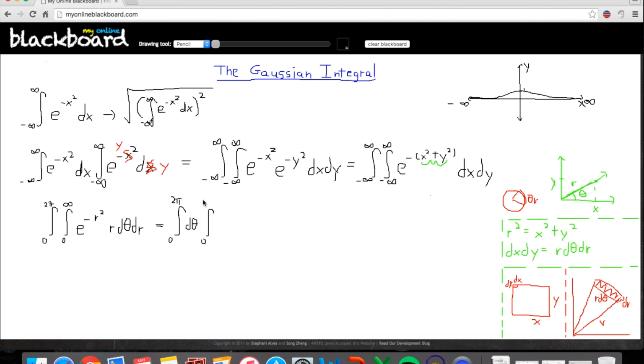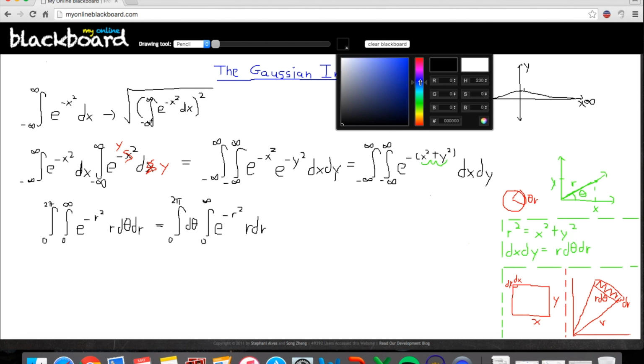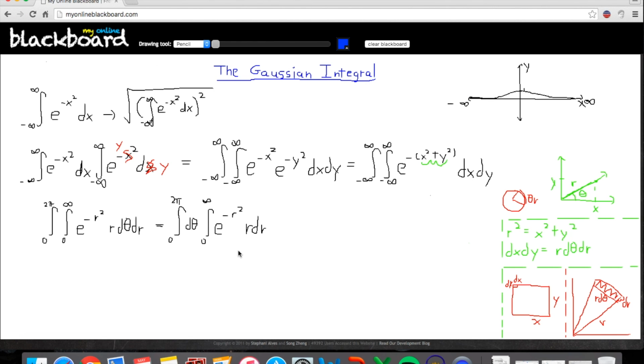We have the integral from 0 to infinity of e to the negative r squared r dr. However, this is a very easy integral to solve via U-substitution. So I'm going to do the U-substitution really quickly. It should be something you can do by yourself. If you can do it, you should definitely skip to the next part of the video. But I'm going to do the U-sub.